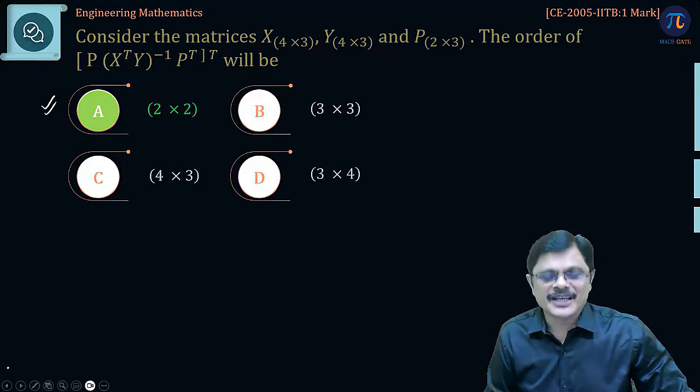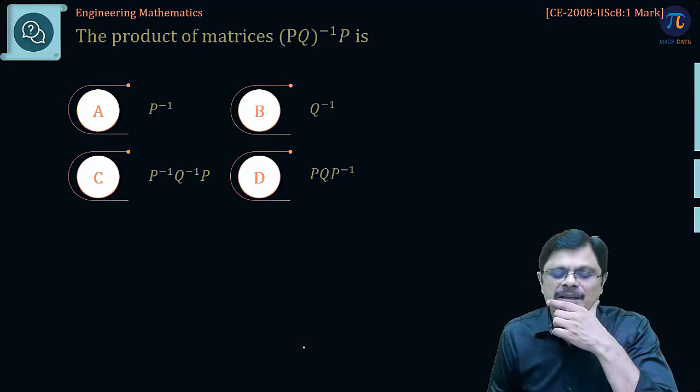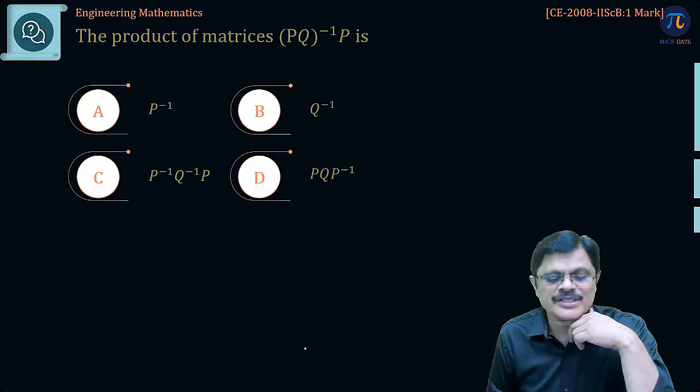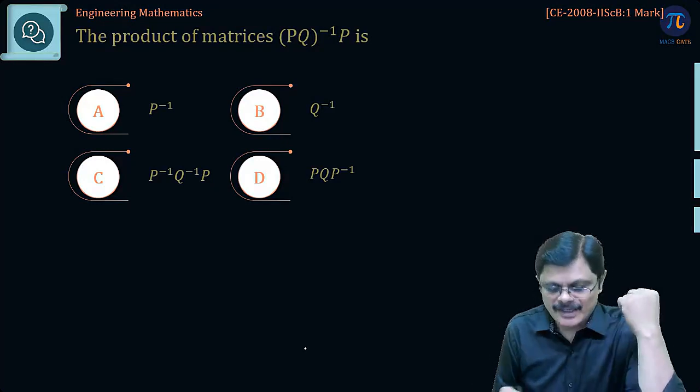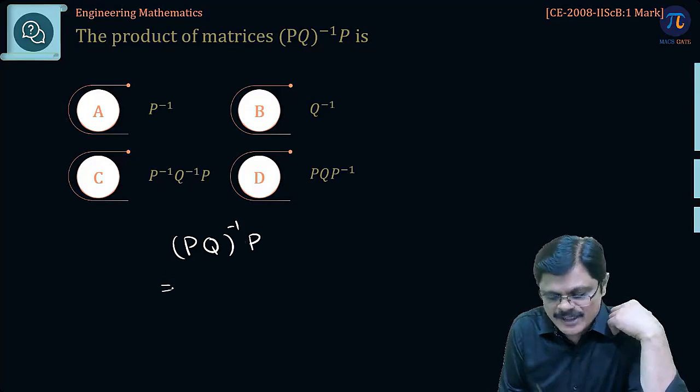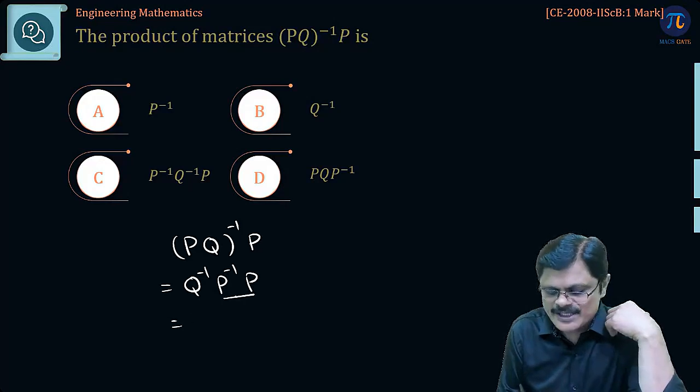Let us take up the next problem. The product of matrices P, Q whole inverse into P is what? What is the product of these matrices? My dear friends, it's a very simple question. P, Q whole inverse into P. What is P, Q whole inverse? Which is Q inverse into P inverse. And you are multiplying with P. Now, what is P inverse into P?